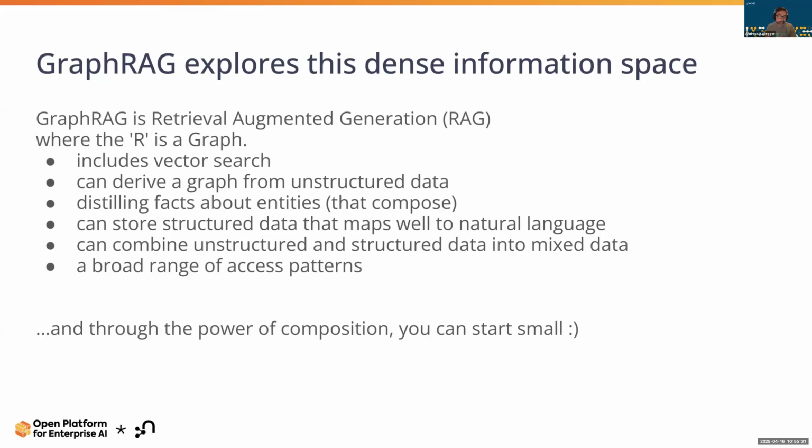So GraphRAG broadly ends up being just retrieval augmented generation, where the R is a graph. It does include being able to do vector search, but you can take advantage of many different indexes because we're just normal databases, and every database these days has vector index abilities. You also have geospatial indexing. You can also do full text searches, all those normal kinds of things.